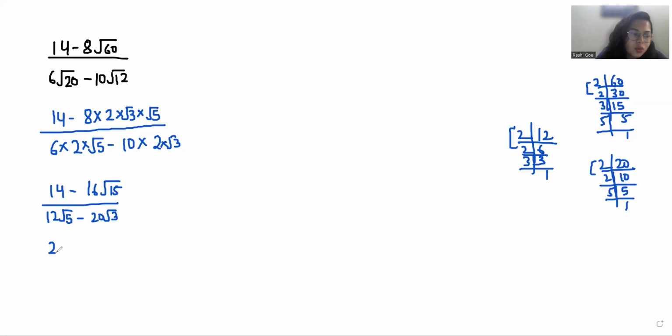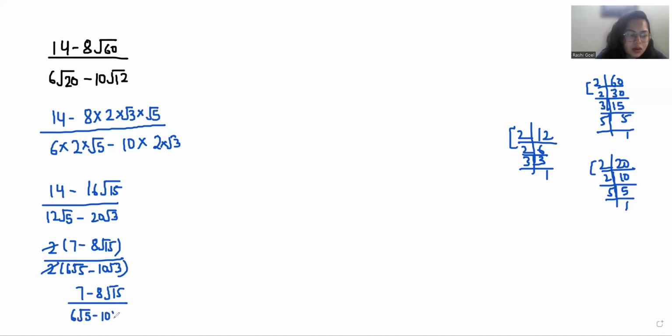Now if I take 2 common from numerator and denominator, it becomes 7 minus 8 root 15 by 6 root 5 minus 20 gives us 10 root 3. We can cancel out this 2. So 7 minus 8 root 15 by 6 root 5 minus 10 root 3. Now this is an irrational number.